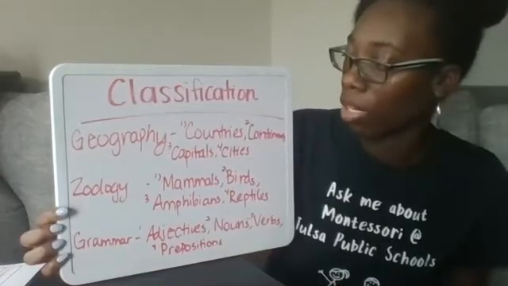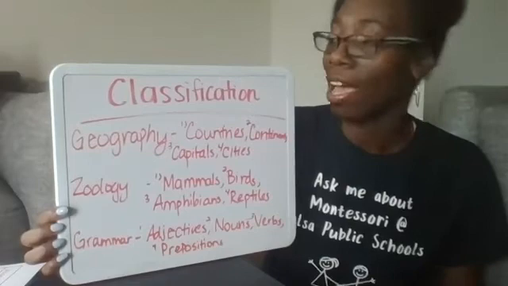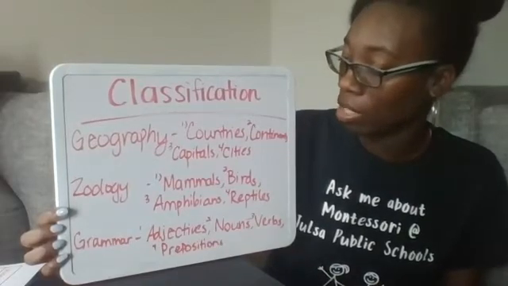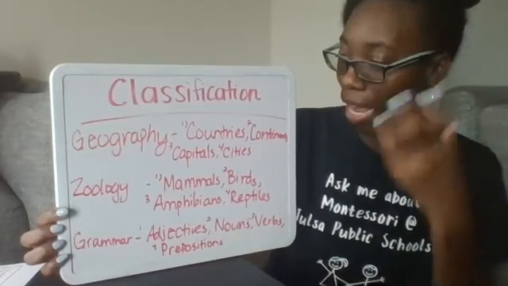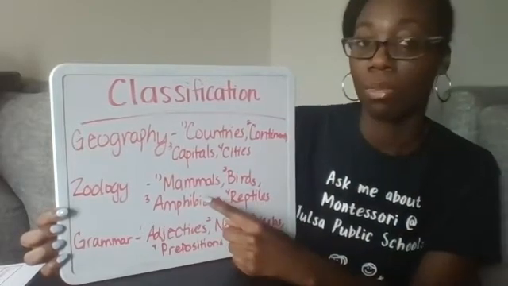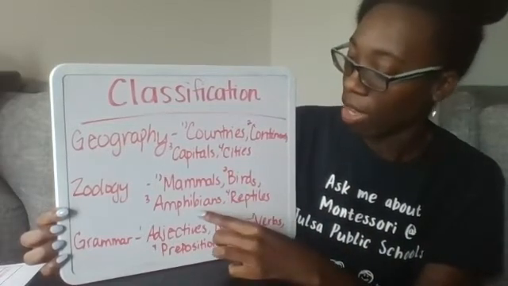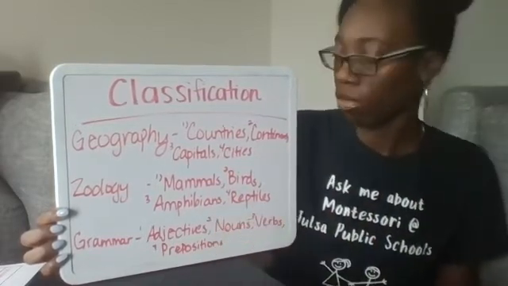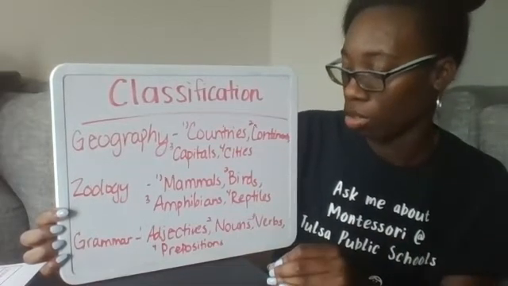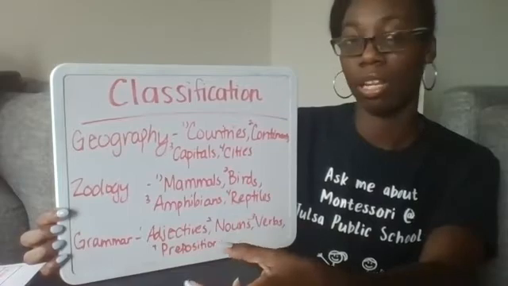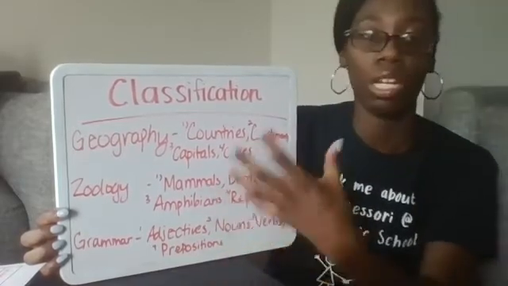And then for zoology, there's a lot of students who absolutely love animals. What you can do is have them research or just name different types of mammals, birds, types of amphibians, reptiles. And so again, you're finding ways to bring in the students' interest to keep them engaged, but they're also bringing in another skill.